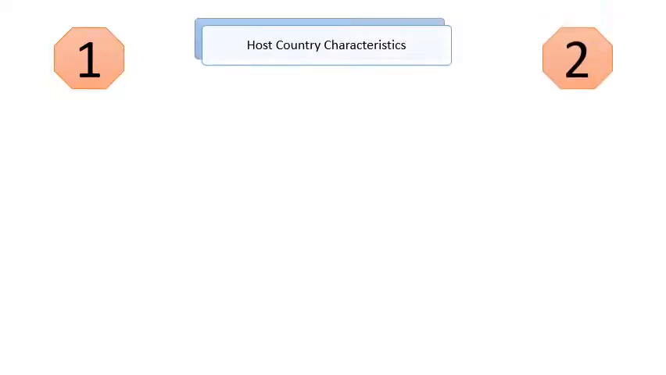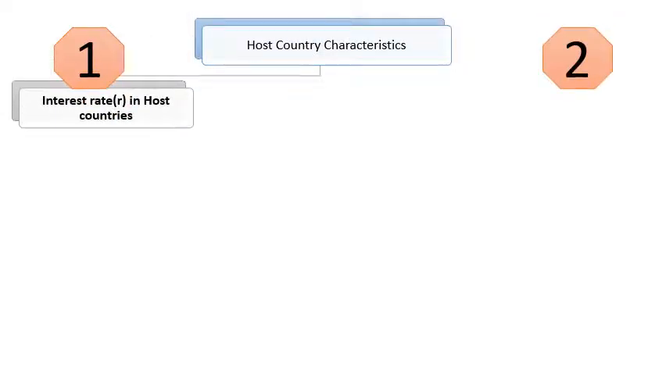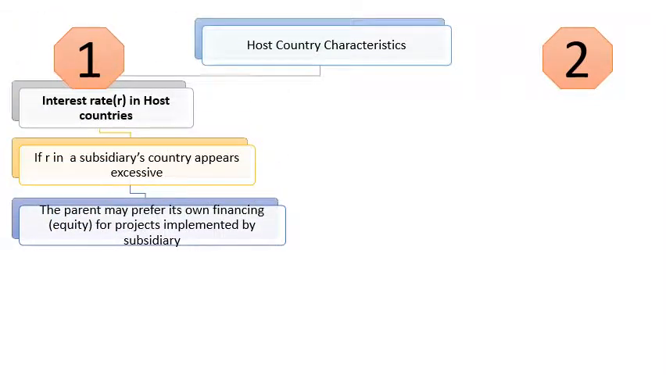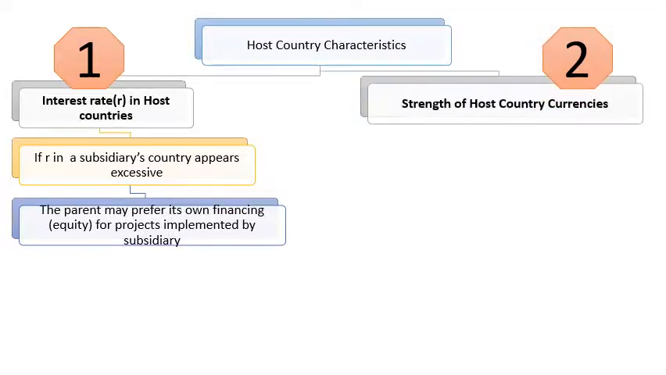The first characteristic of the host country is the interest rate in host country. If the interest rate in a subsidiary country appears excessive or very high, the parent company may prefer its own financing, which is equity, for funding projects implemented by the subsidiary.